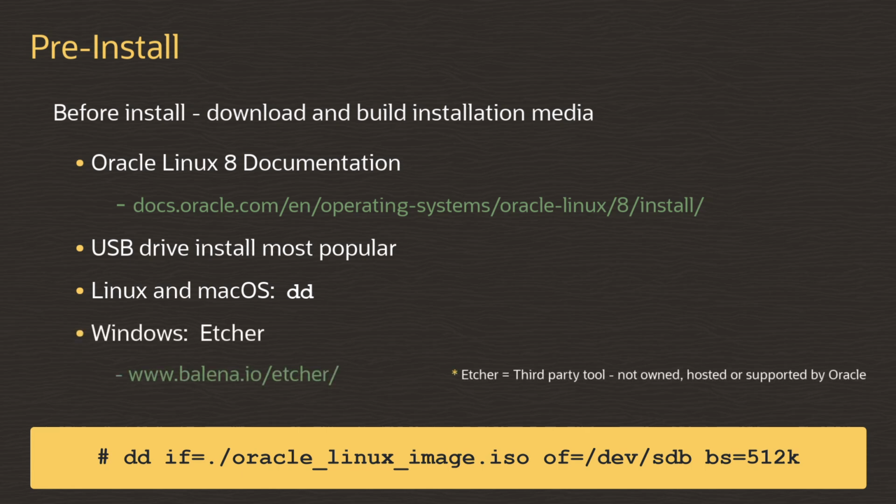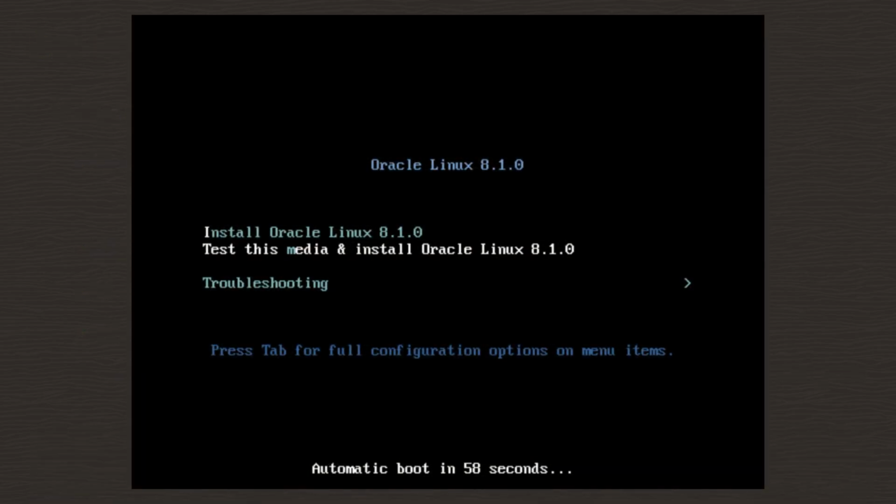If creating the USB installer on a Windows PC, I personally use a tool called Etcher. Etcher is a third-party tool that is not provided or managed by Oracle and is mentioned here as a convenience only. Once you have the install media created, then boot your system using it as the boot source. For this install, we will use the Oracle Linux 8 Update 1 media.